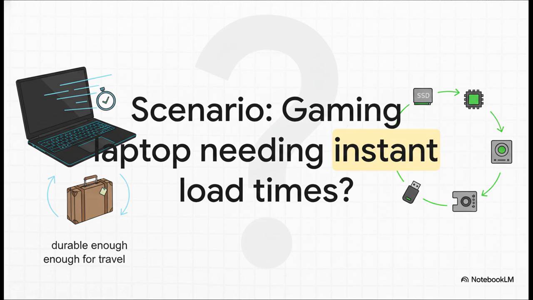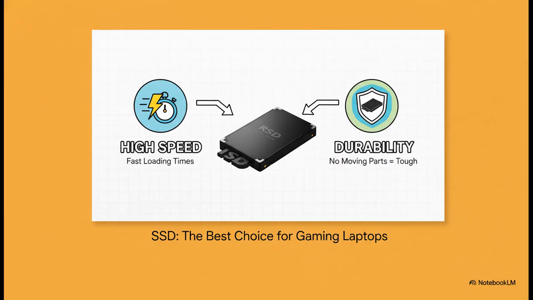Okay, let's try another one. You're building a top-of-the-line gaming laptop. The keywords to focus on are load instantly and laptop, which means it needs to be tough enough to be carried around. So, what's the best choice? It's got to be a solid-state drive, an SSD. Why? Well, you need that crazy high speed for those instant loading times, and you need its high durability, thanks to having no moving parts, which makes it the perfect choice for a device that's going to be on the move. See how we're doing this? We're just linking the needs of the scenario right back to the characteristics in our table. That's the skill that gets you the marks.